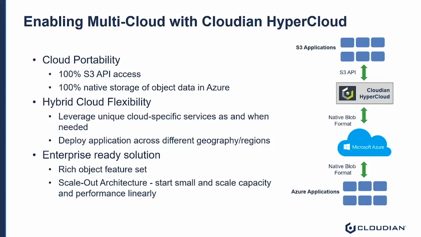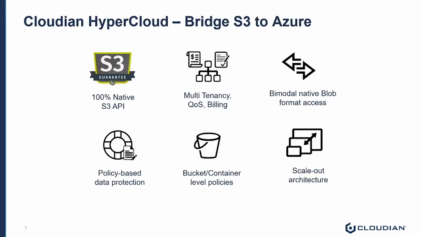HyperCloud is an enterprise-ready solution with a rich feature set and a scale-out architecture, which allows you to start small and, by adding nodes, scale both capacity and performance as you need it. HyperCloud acts as a bridge from S3 to Azure with a 100% native S3 API that is guaranteed to work with all S3 applications. It has multi-tenancy built in with quality of service and granular billing at a user level to the things a service provider would want to monitor, such as transactions, capacity, and throughput.